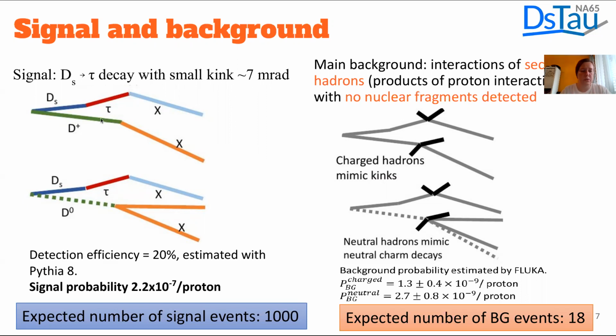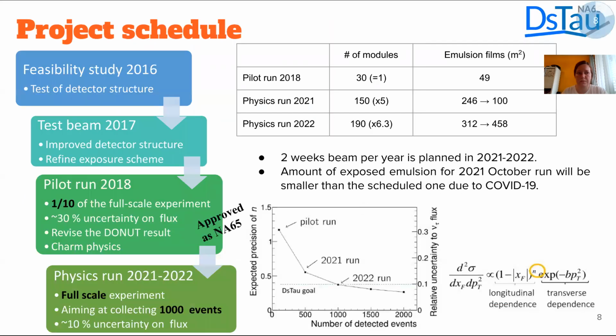DsTau decays accompanied with decay of charged or neutral charm. Efficiency to detect such a process is estimated with PYTHIA8, it's about 20%. Thus, in total, we expect about 1,000 of such events to be registered. The main background comes from secondary hadron interactions where nuclear fragments are not registered, and we expect to have about 18 background events for our statistics.